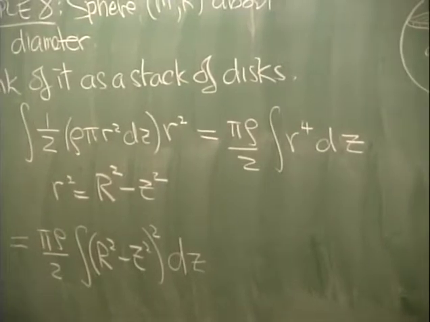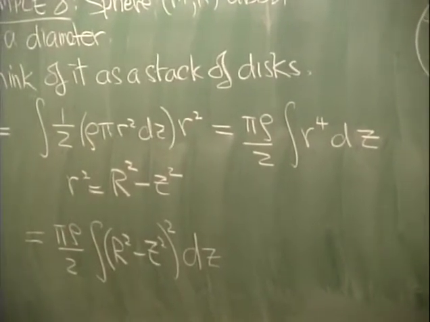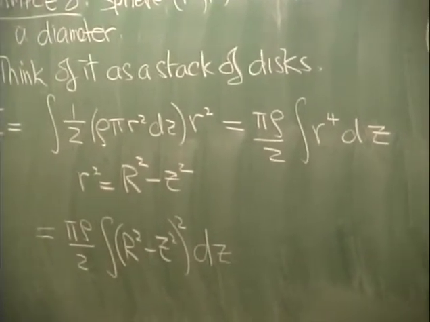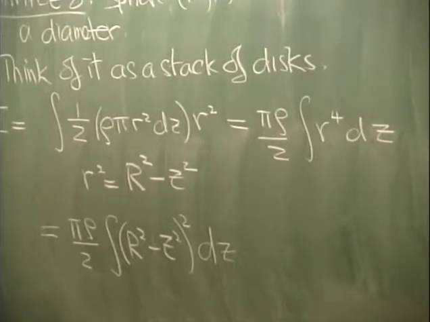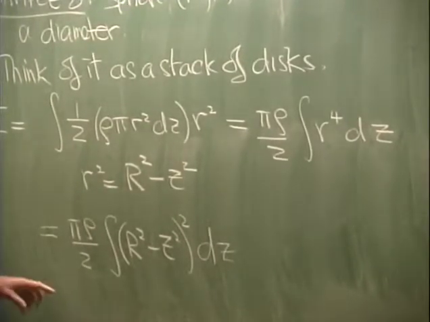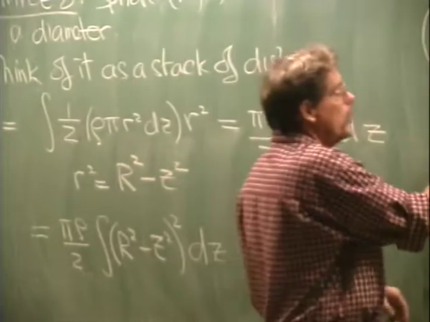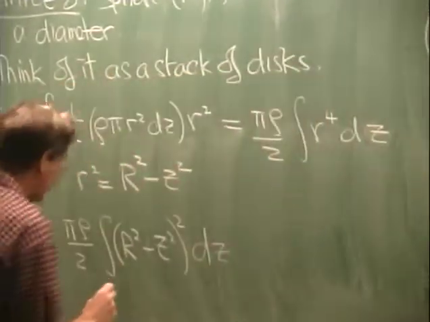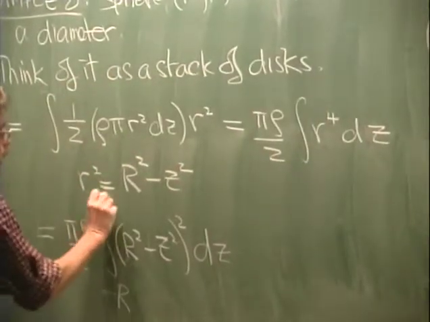What are the limits on that integral? I'm integrating over z, so what's the range of z? From 0 to R. No, not 0 to R, because it actually starts way down here, where z was minus R. So it actually goes all the way from minus R up to plus R.